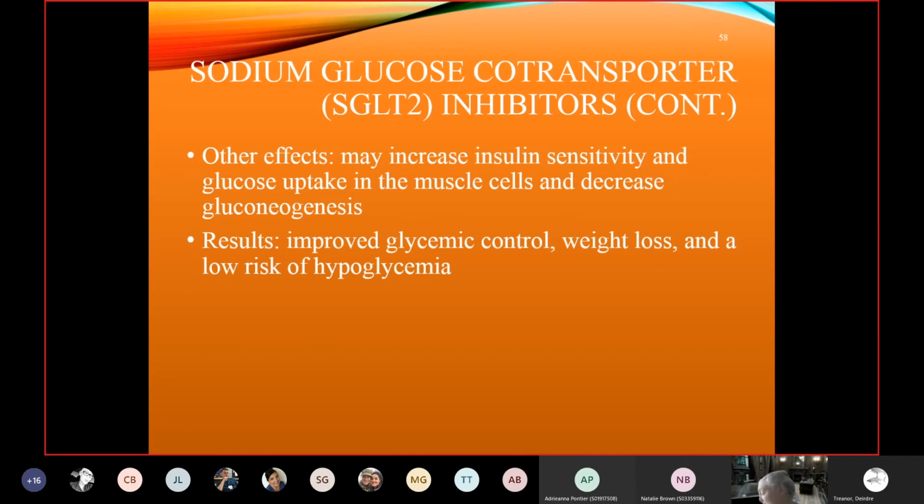Contraindicated in DKA and moderate to severe kidney disease. Adverse effects, genital yeast infections, urinary tract infections, and increased urination. It can interact with rifampin and, of course, cause hypoglycemia with other anti-diabetic medications.